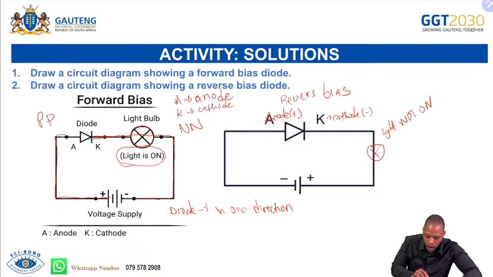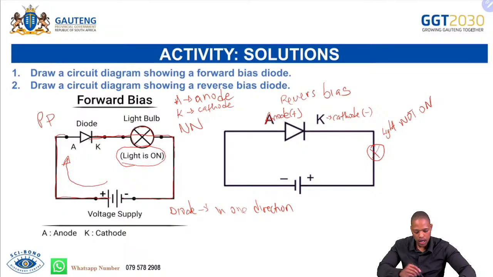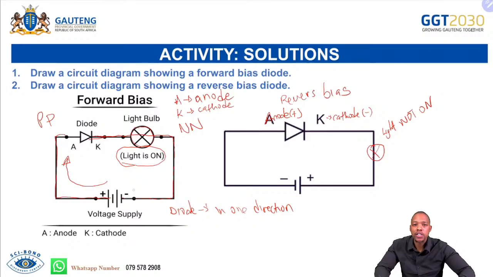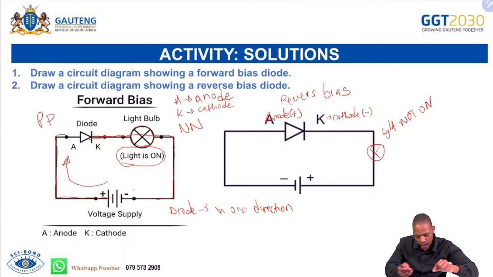As you can see now in a circuit diagram, I hope it's clear now. The direction of current flow is this direction, our conventional current. This is the direction of the current flow, going from the positive terminal to the anode, through the cathode, all the way to the negative terminal. But if you remember, the direction of electron flow is opposite.